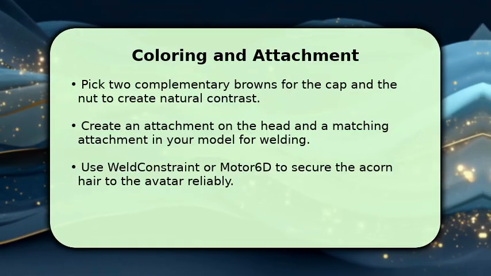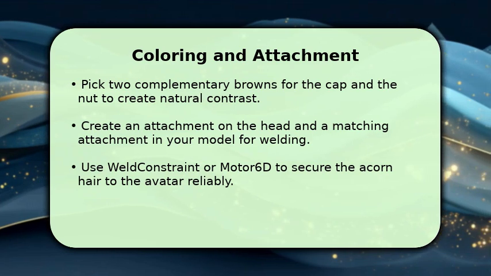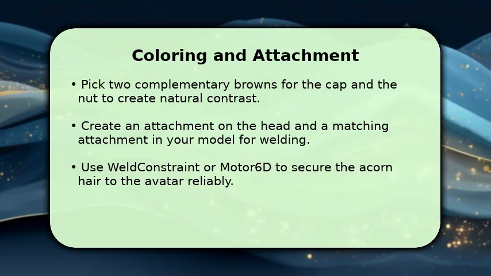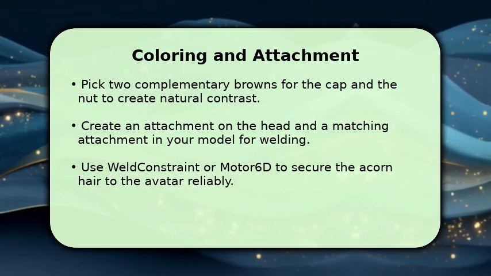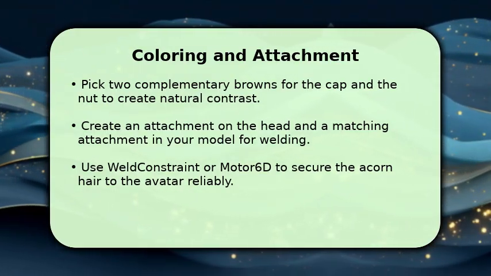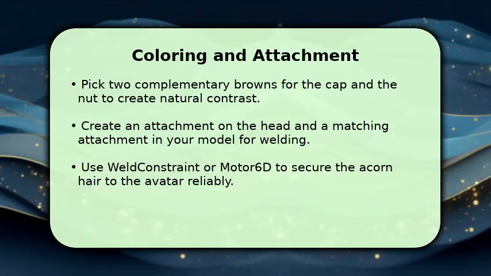Place an attachment on the avatar head where you want the acorn to sit, then add a matching attachment inside the acorn model. Use a weld constraint or Motor6D to join them, adjusting CFrame offsets for perfect alignment. Test animations and idle poses to ensure the acorn stays.